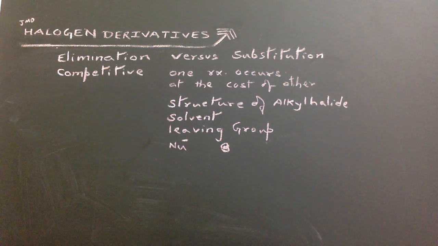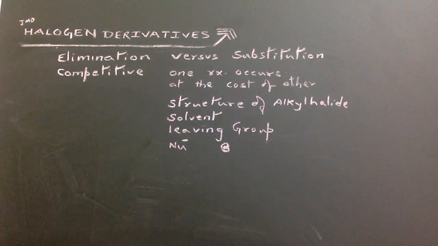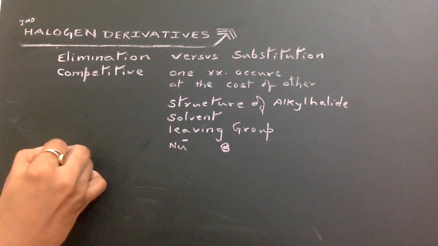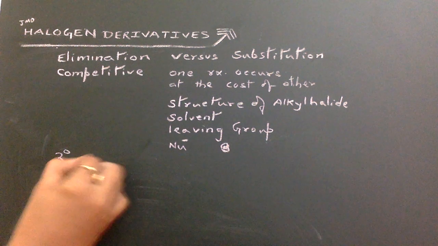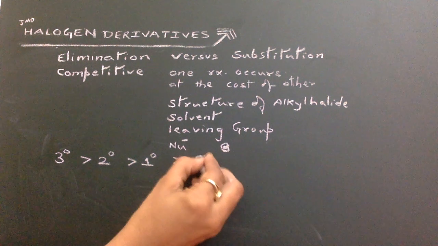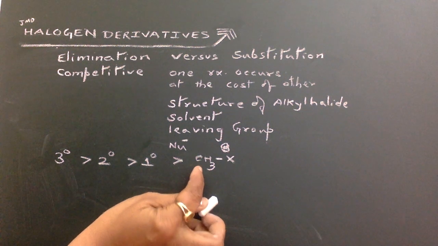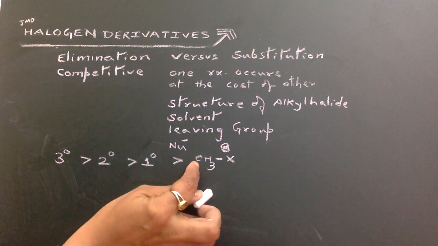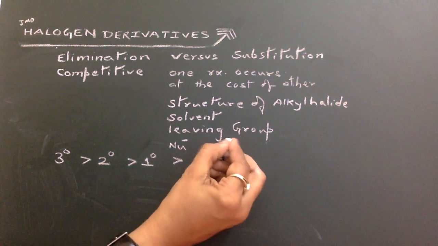Now children, we will see these categories in detail, because just by theory it will not be clear. We will take some examples, but for the time being I just give you the order. See, a 3-degree alkyl halide is more reactive than a 2-degree alkyl halide, then a 1-degree alkyl halide, then the methyl halide. And basically, to be very frank, methyl halide cannot undergo elimination, because in elimination a pi bond is formed and there is no beta carbon in methyl halide to form a pi bond.